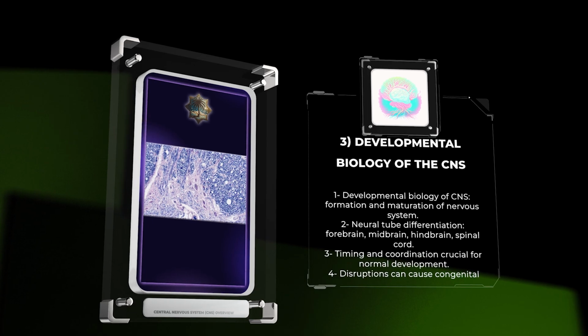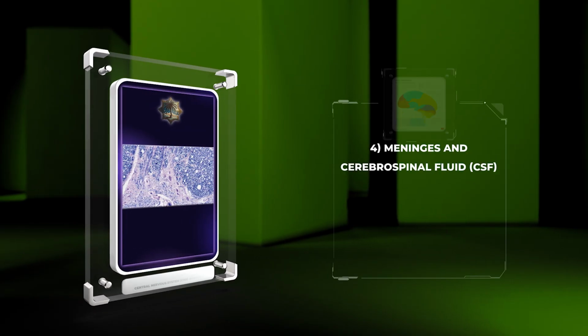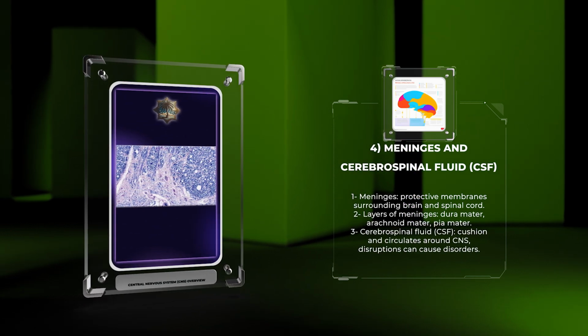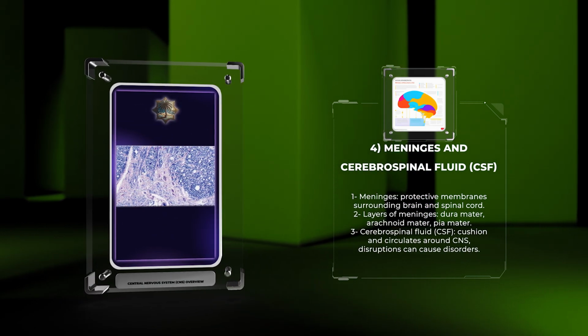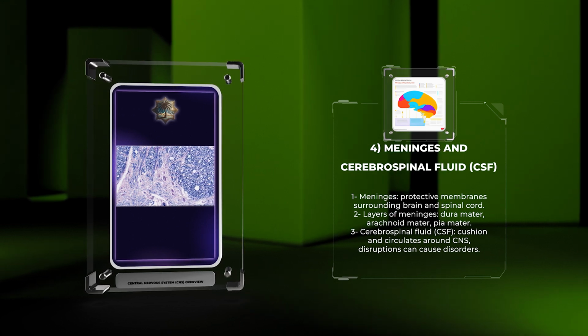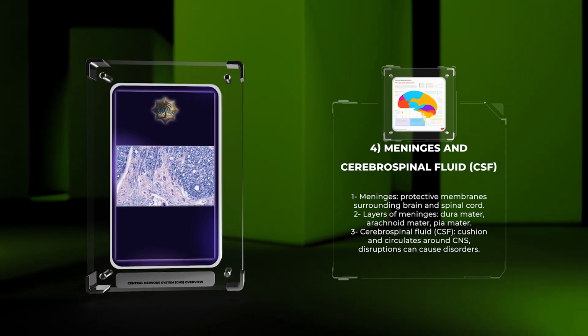The meninges are protective membranes surrounding the brain and spinal cord, with three layers: dura mater, arachnoid mater, and pia mater. Cerebrospinal fluid, CSF, between the arachnoid and pia mater serves as a cushion and circulates around the CNS. Disruptions in CSF flow can cause disorders like hydrocephalus and meningitis.